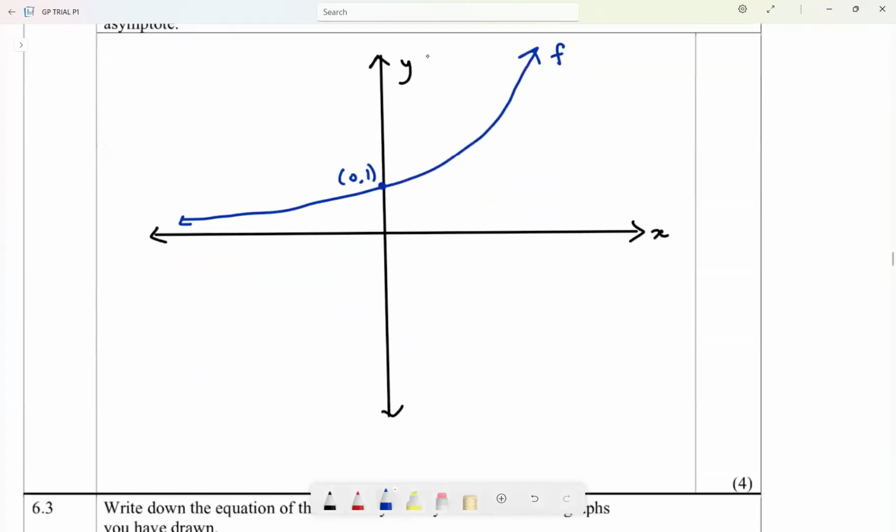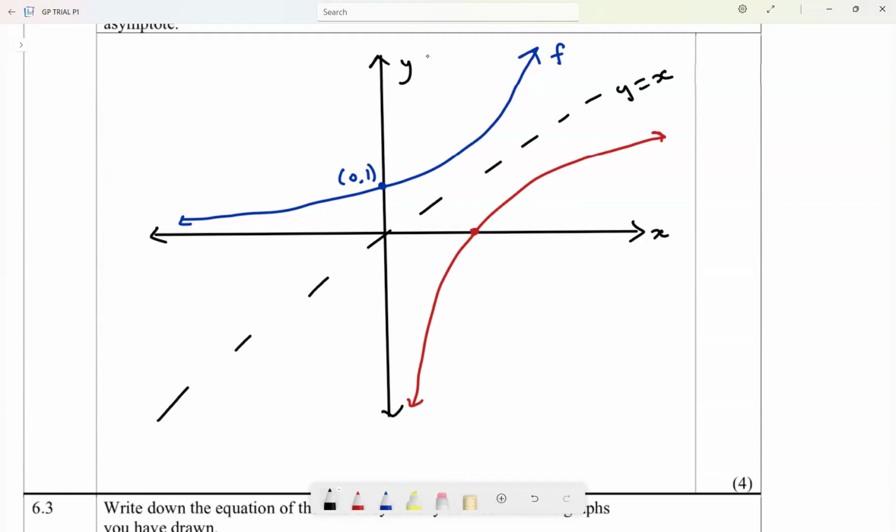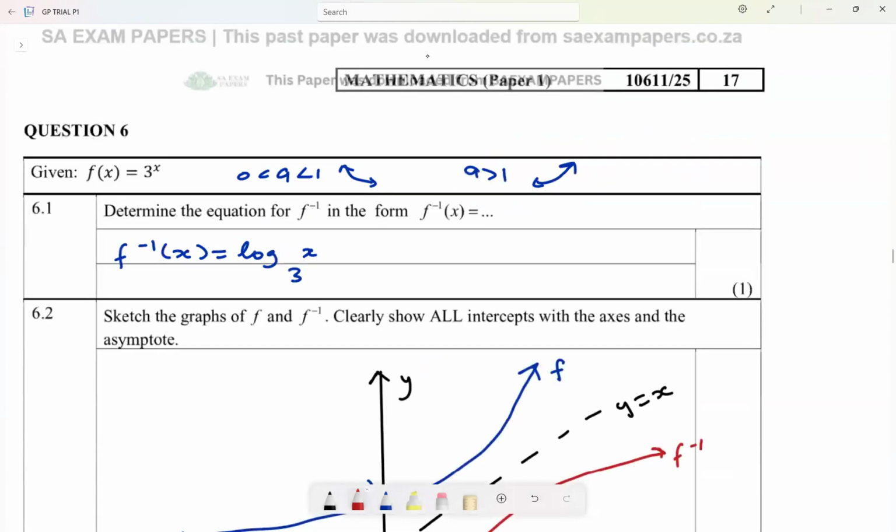Okay, and now if this is increasing but does not touch the x-axis, it means the inverse will also be increasing but not touch the y-axis. And this point here will be reflected across this line. Remember, we have this line that passes here, and we call it y is equal to x. So the graph of the inverse is the reflection of f across the line y is equal to x. And then this point will just interchange x and y. It's going to be 1 and 0. Then we are done, guys.